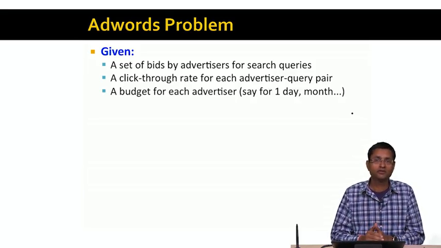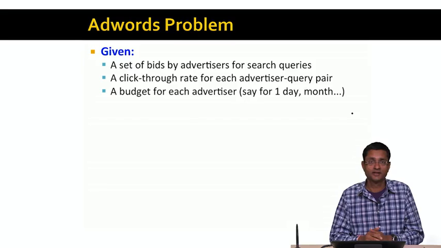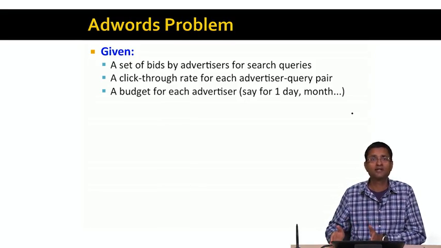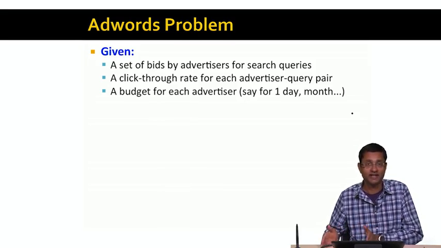Now the new thing that we haven't seen so far is that each advertiser has a budget, right? Now advertisers don't have infinite advertising budget. An advertiser might say, look, I'm willing to spend at most $1,000 a day, or I'm at most willing to spend $100,000 a month, or $1 million a month. But there is always a limit to how much an advertiser can spend, which is defined by their advertising budget. So each advertiser has a budget which they tell the search engine.